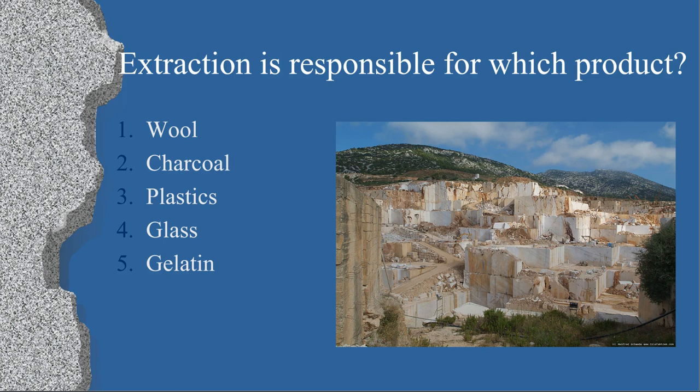Charcoal actually is made from a process of partially burning wood. So wool, charcoal, and gelatin are all animal products. Glass is made by melting sand. And a fun fact, you can actually get natural glass when lightning strikes a sandy area, a beach in particular. And that's kind of fun. You also get plastics from oils, right? So plastics and glass are both products of extraction.